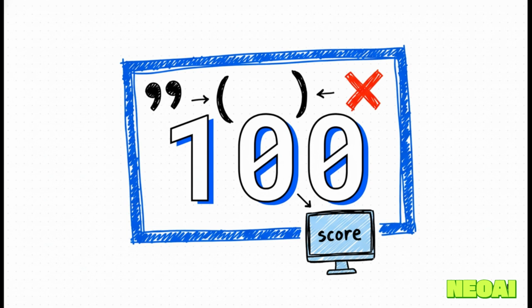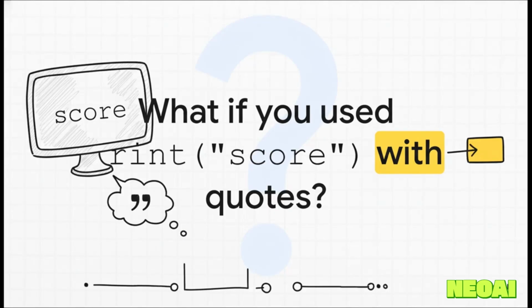And the answer is 100. Did you get it? Because we didn't use quotes, Python knew not to print the word score. Instead, it looked inside the score variable, found the value 100, and shouted that out. Perfect! So for one last little brain teaser, what if we had used quotes? What if the command was print("score")? Well, you already know the answer, don't you? It would have just printed the word score. And that simple difference right there is the entire key to mastering the print function.